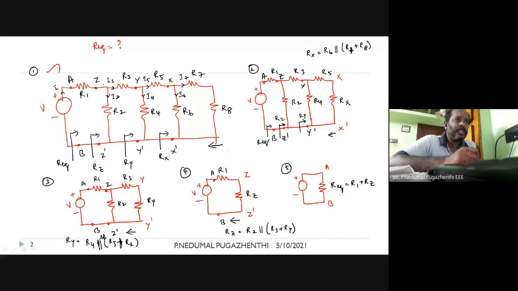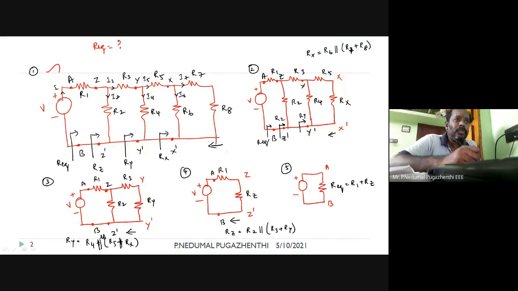You can see that it has been divided into unit cells, but the problem here is that it does not have the same resistor values. Every resistor is different, R1, R2, R3, R4, R5 to R8. So what we have done is we have taken different nodes like x, x dash, y, y dash, z, z dash, and we are trying to find the equivalent resistance up to that particular node. Then, going step by step, we find the total equivalent.